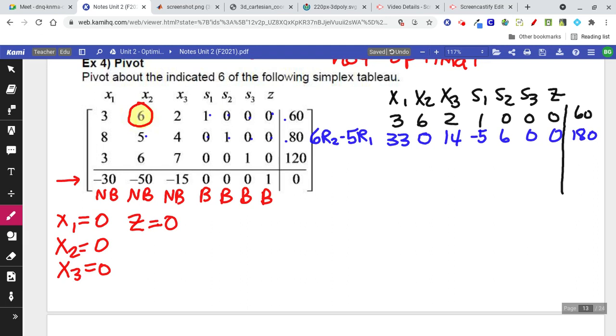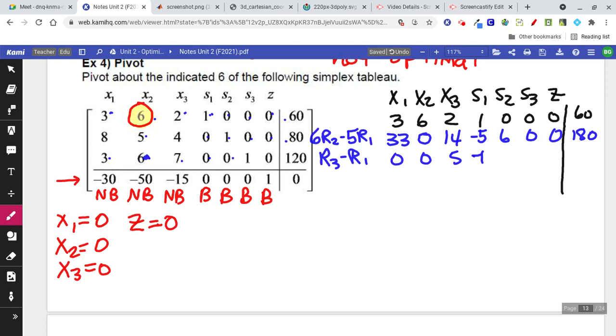Next, we have to knock out this 6 using the circled pivot element 6. I think all we have to do here is subtract row 3 minus row 1. Just subtract the values. So 3 minus 3 is 0. 6 minus 6 is 0. 7 minus 2 is 5. 0 minus 1 is negative 1.